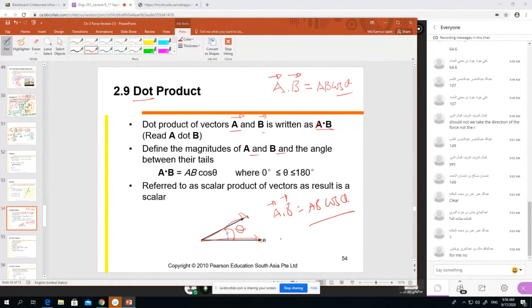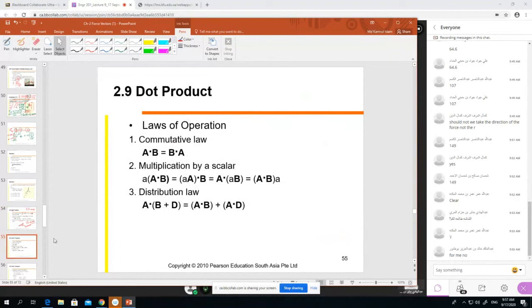It's very simple. Remember, the theta value has to be greater than or equal to 0 degrees and less than or equal to 180 degrees. Then this is the formula, right? This is also called the scalar product, because the result is a scalar. Now, the laws of the operation: what are the rules and regulations?